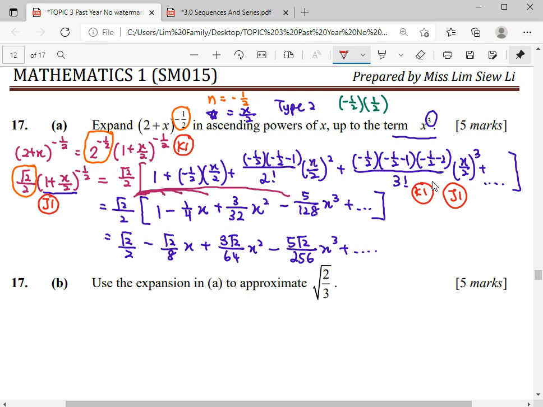So finally they say expand. After I get this expansion, I have to simplify some more the coefficient outside here. So this is my final answer. So these are the five things we can see here.